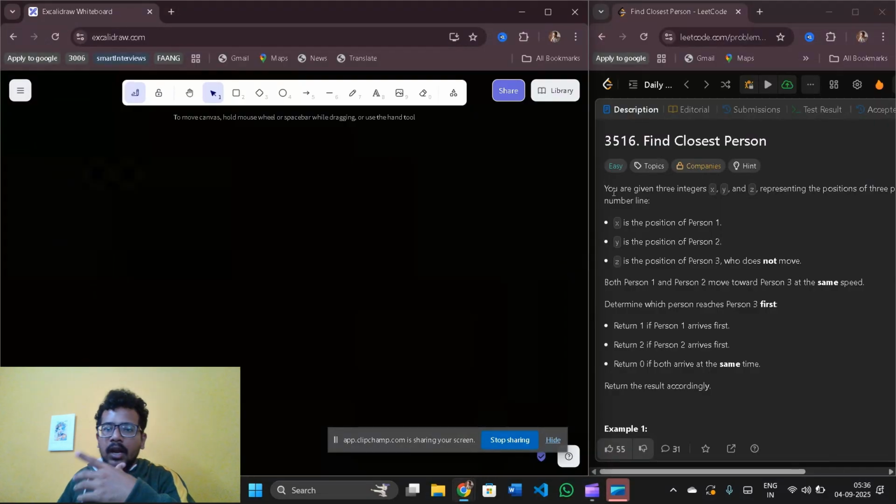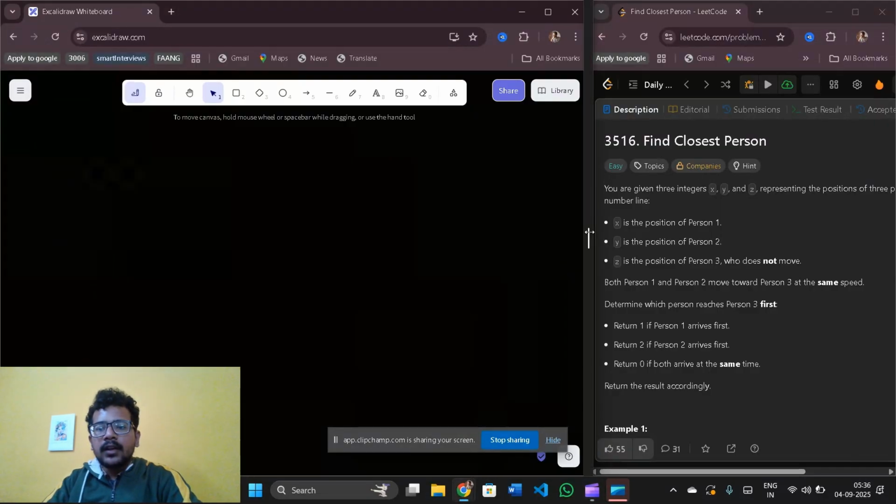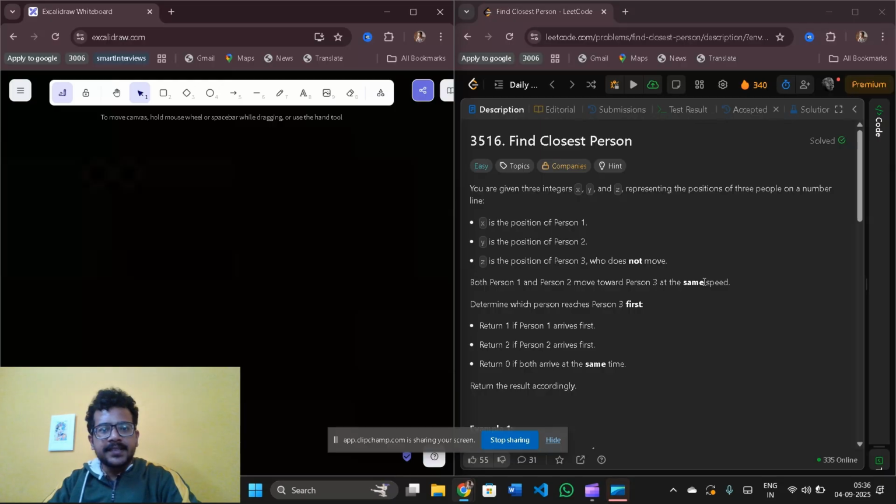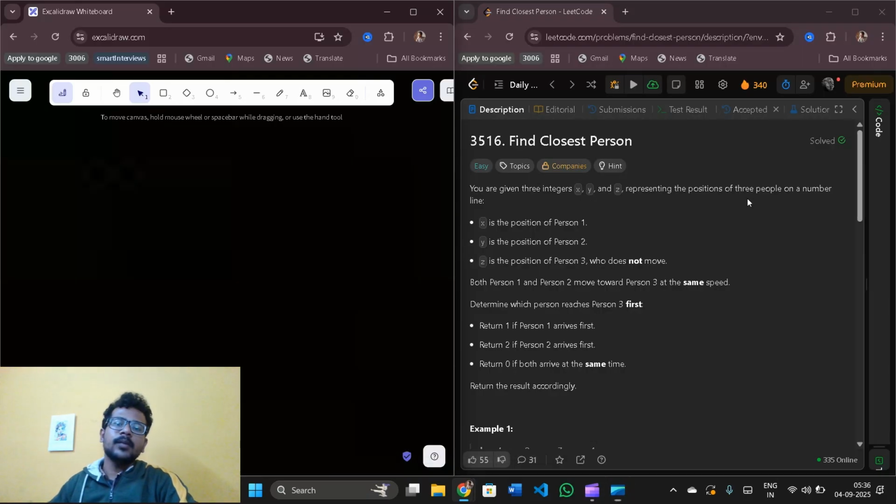Let us now discuss how we can solve this problem, Find Closest Person. This is a simple, easy problem, right? You are given three integers x, y, z, representing the positions of three people on a number line. X is the position of person 1, Y is the position of person 2, Z is the position of person 3, who does not move.